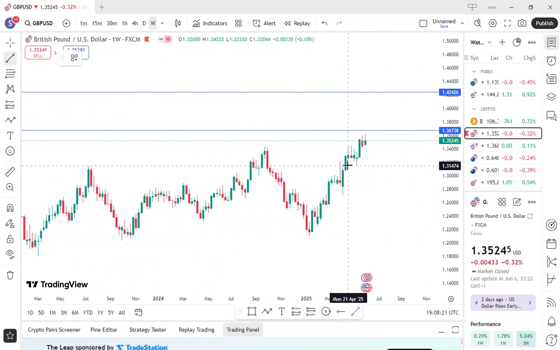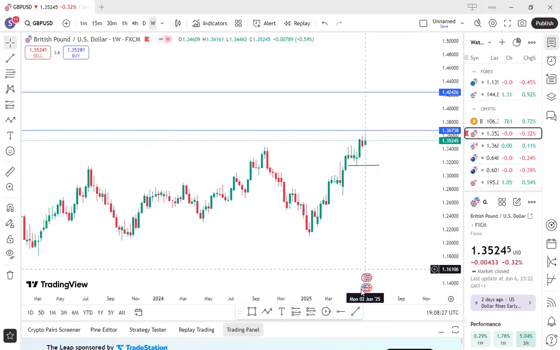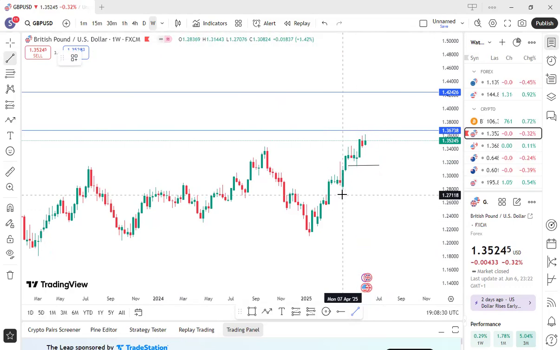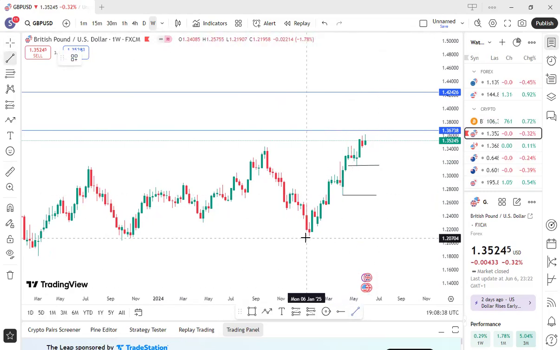So I'll just be marking out the swing lows that price was making on the weekly time frame. Those are my points of interest on the lower time frame.